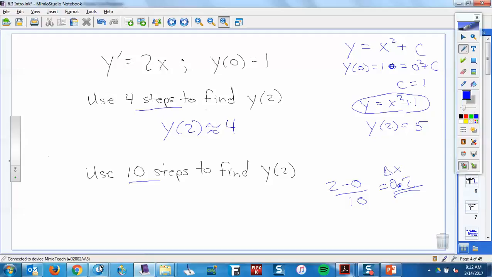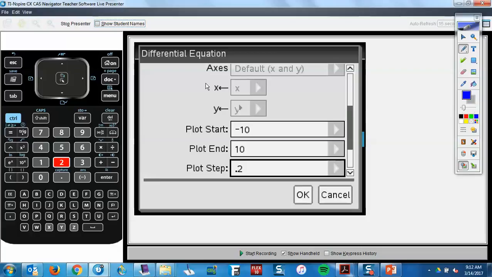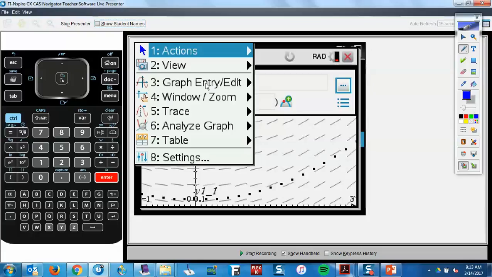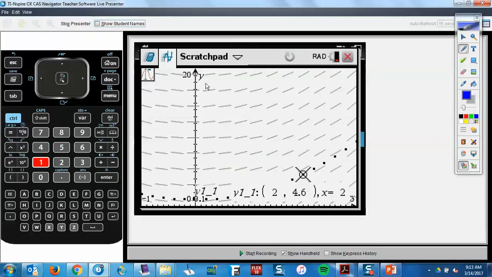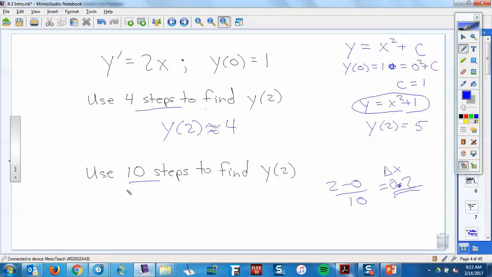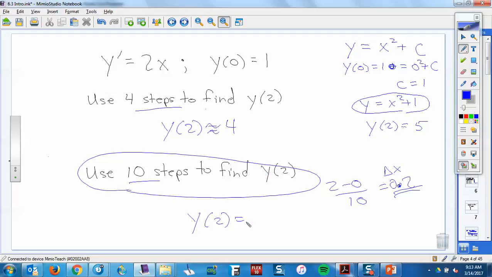So let's do it. We would go to our calculator, go into our 3 dots, and set our plot step to 0.2. That's the key number you're going to need using your calculator. You've got to be able to plug in your differential equation, but you calculate your step size, and that goes right there for plot step. Go ahead and hit OK. Then you get more dots, obviously, and now let's trace over to 2, and there you get 4.6. So on the test, if it says use 10 steps to find y of 2, all you would give me is y of 2 is approximately 4.6.